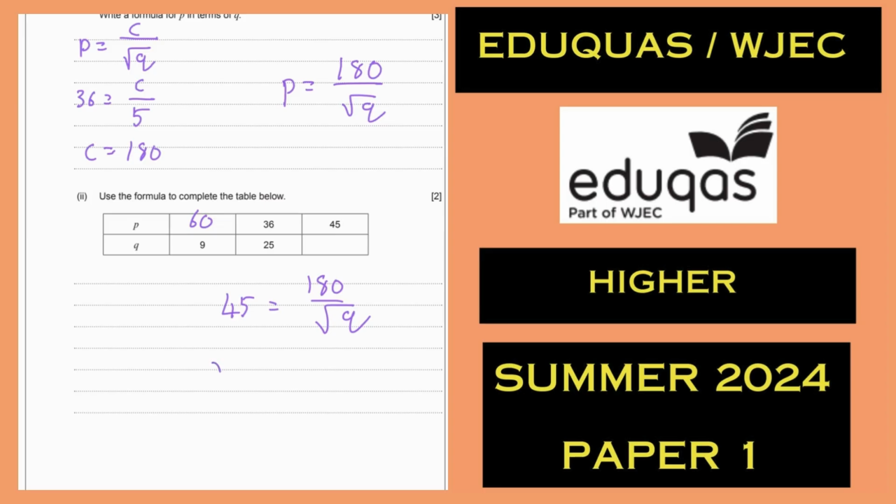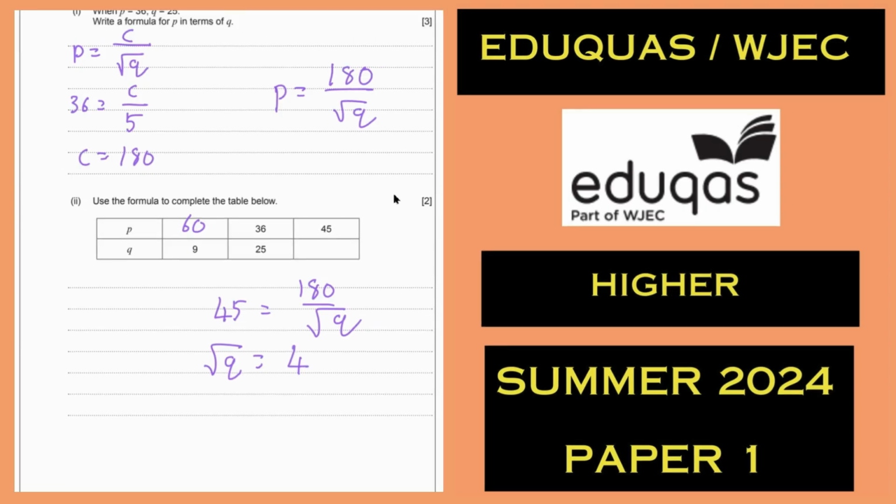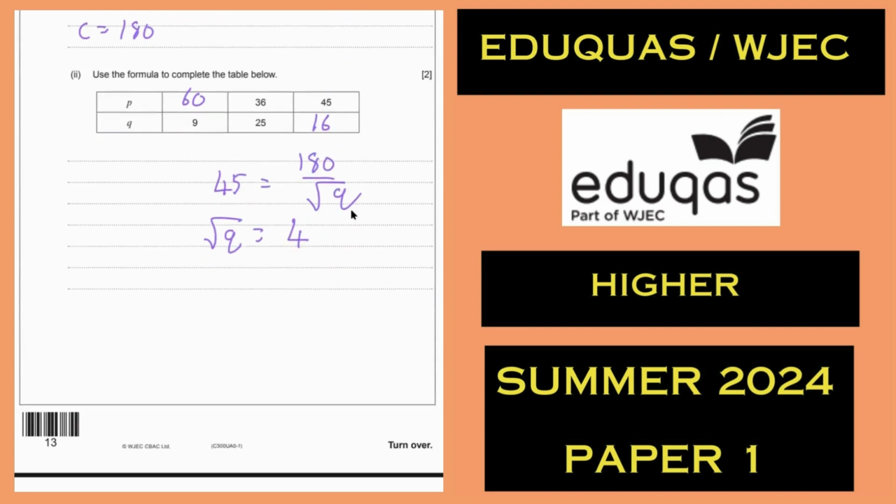Times both sides by the root of Q. Divide both sides by 45. And that's nice and easy. Worked out okay. And we get Q to be 16.